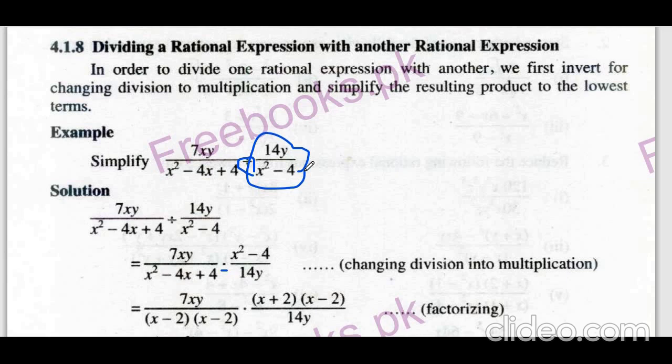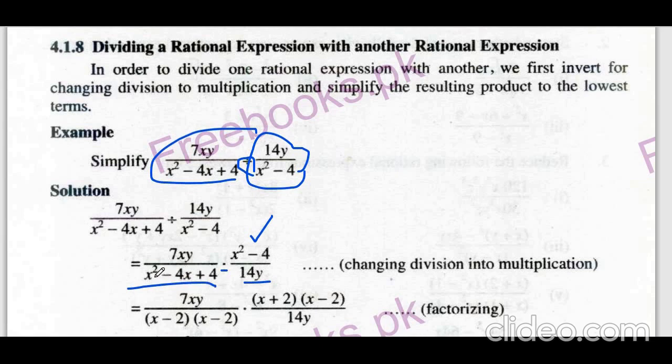I repeat: when the division sign is replaced with the multiplication sign, the numerator and denominator swap places, just for the second term. There is no effect on the first term, only the second term changes. For example, there is 14y, which becomes the denominator here, and x square minus 4 becomes the numerator. The first term stays as it is.